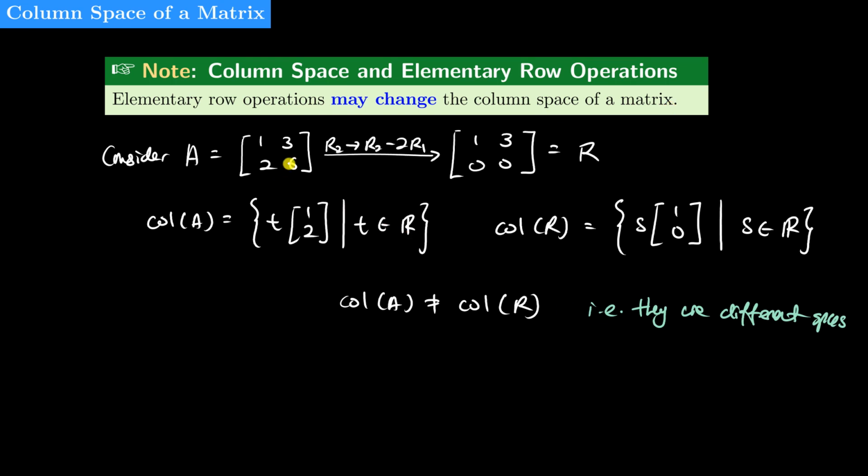Now, for a simple case of a 2 by 2 matrix A, we can easily find the basis of the column space of A by inspection alone. What about a 3 by 3 or, in general, an n by n matrix? Therefore, we need to find a systematic procedure to compute the column space of a general n by n matrix. And this is our task in the next slide.